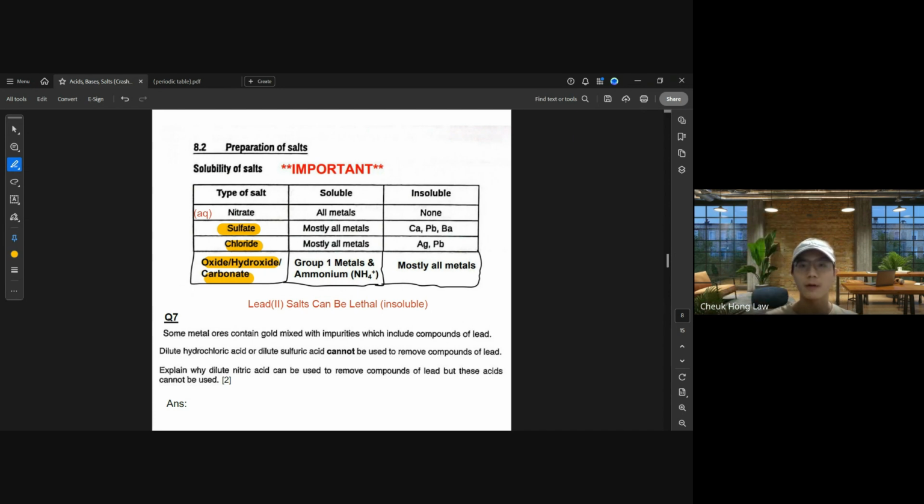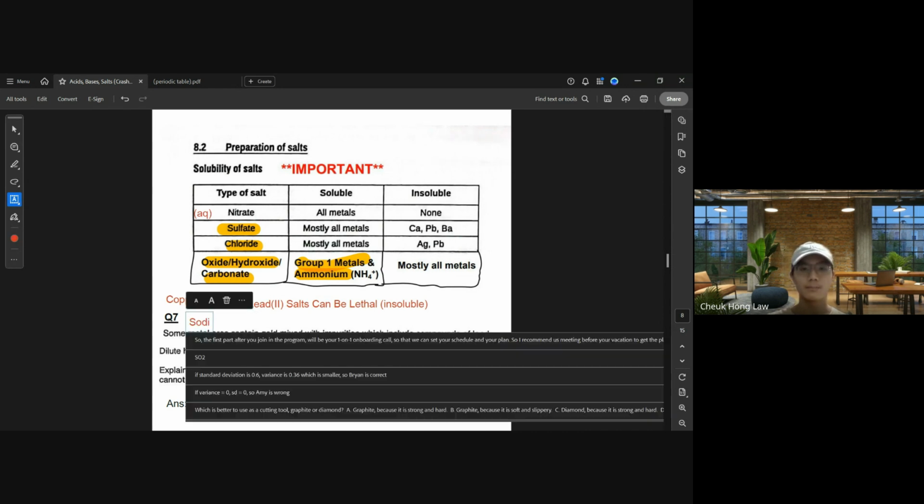Those that are soluble are from group 1. They contain group 1 metals or the ammonium ion. So copper 2 oxide. Copper is not group 1 and it's not ammonium. That means it's insoluble. So copper 2 oxide, copper 2 hydroxide, and copper 2 carbonate is insoluble.